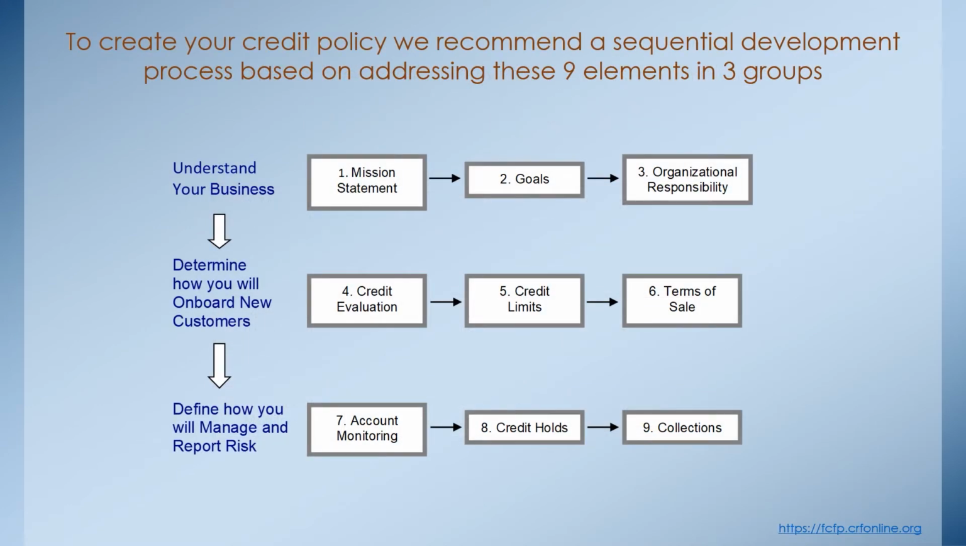To create your credit policy, we recommend that you follow a sequential development process based on addressing these 9 elements in 3 major groups. The 3 major groups are: understand your business, determine how you will onboard new customers, and define how you will manage and report risk.